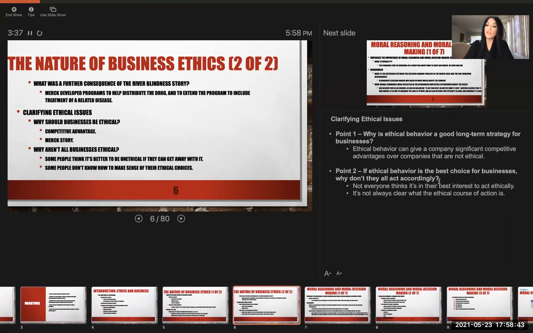Now let's clarify the ethical issue here. Why is ethical behavior a good long-term strategy for business? Ethical behavior can give a company significant competitive advantages over companies that are not ethical. If ethical behavior is the best choice for businesses, why don't they all act accordingly? Well, not everyone thinks it is in their best interest to act ethically. It's not always clear what the ethical course of action is. Some people don't know how to make sense of their ethical choices.